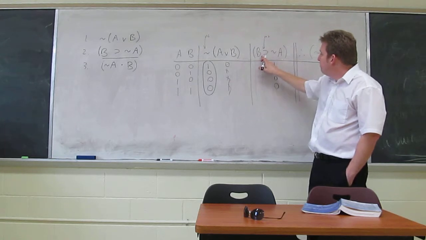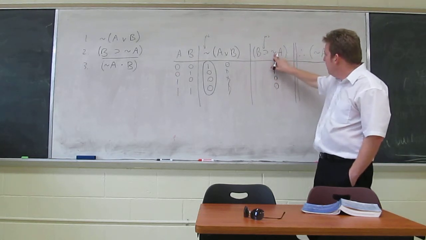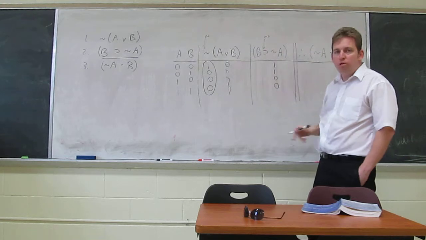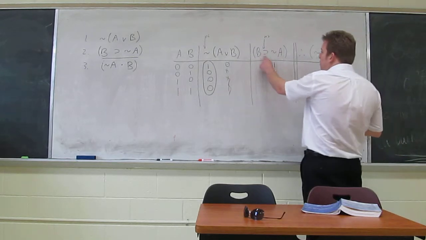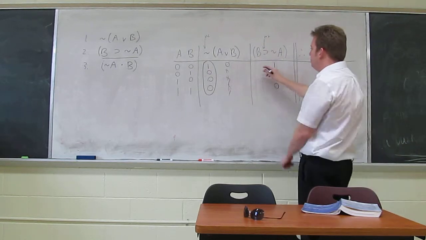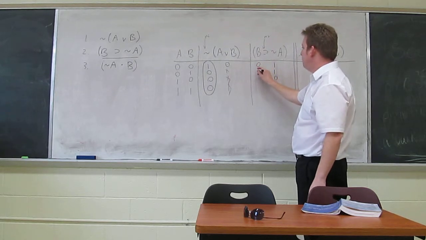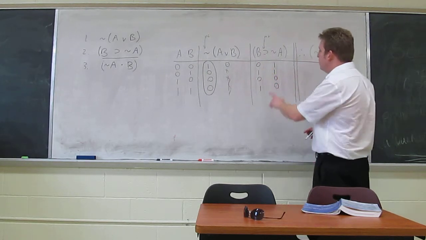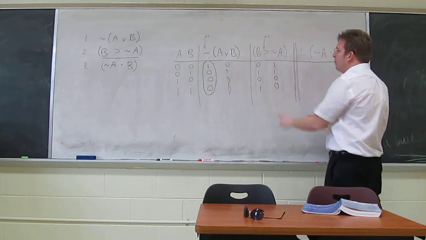And then, so that's the value for tilde A by itself, but we need now the value for the whole horseshoe, that's our main connective. B, horseshoe, tilde A. Well, I'll put in the value of B just to make this easier. All right, that's the value from B over there.